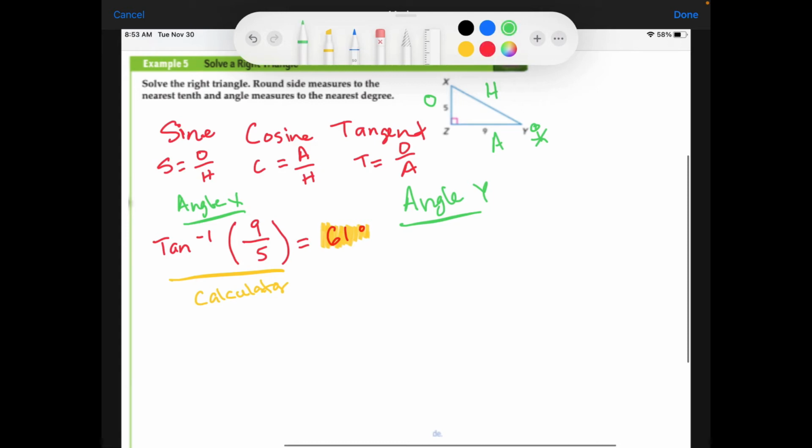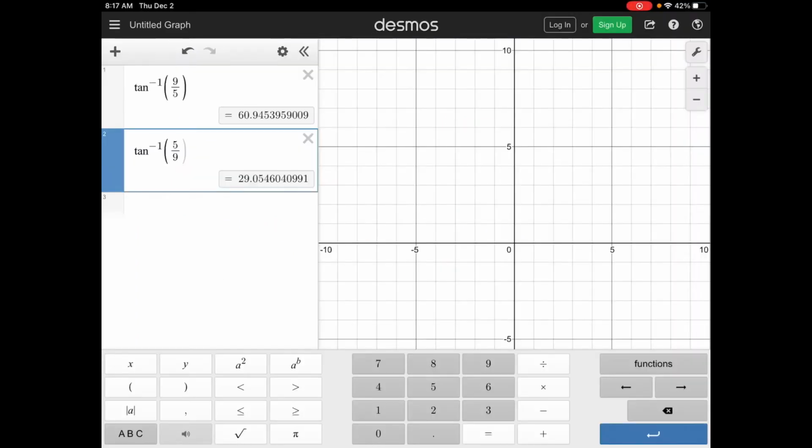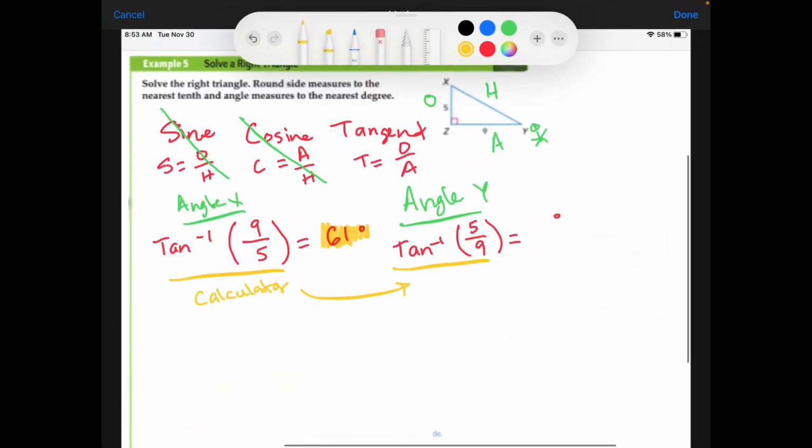So here, we have to decide which ratios we're going to eliminate. Once again, we still don't have a number on our H, so we're going to eliminate the ratios that have an H in them, and so we're still going to use the tangent. We're going to use the tangent inverse because we're looking for the angle. And remember, it's opposite over adjacent, but now instead of 9 over 5, it's going to be 5 over 9. Now we put that in the calculator again, and to the nearest whole number, that would be 29 degrees.